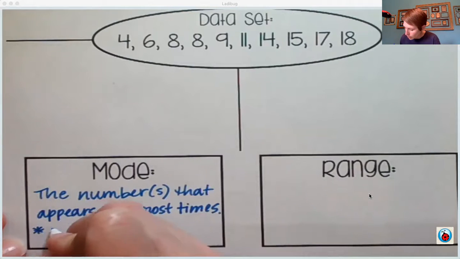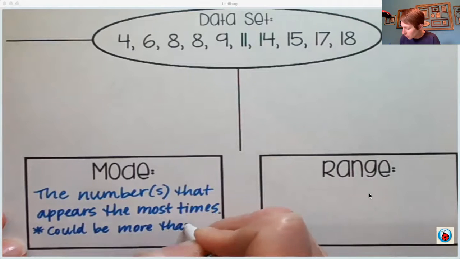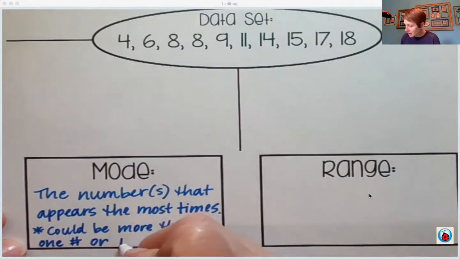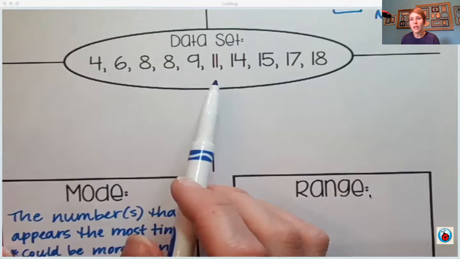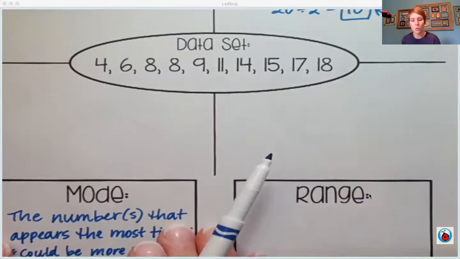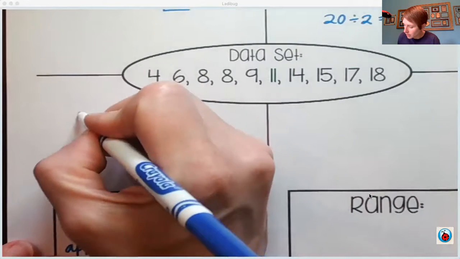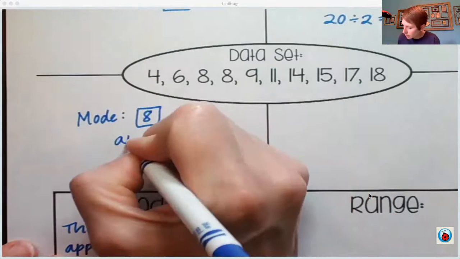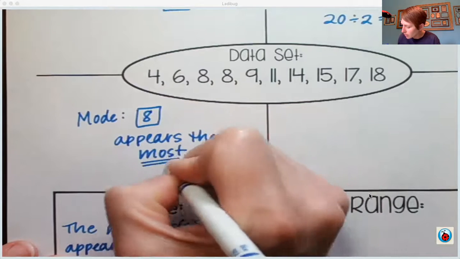So here we're going to make a note to ourselves. Could be more than one number, or it could be none. Maybe all of the numbers in your data just appear one time. Well, then you don't have a mode, okay? Let's look at our data that we have here. The only number I have that appears more than once is 8, so he would be my mode. He appears the most. So for this one, my mode is 8, okay? He appears the most number of times.